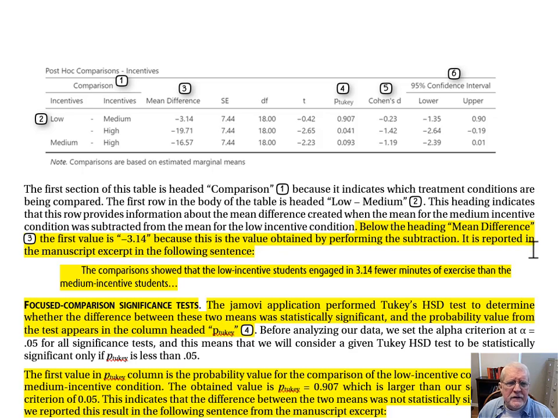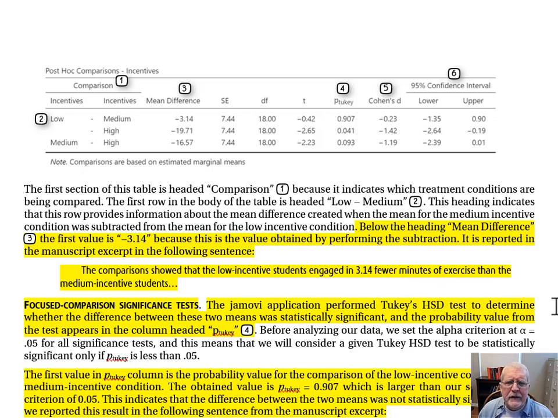Below the heading mean difference, the first value is negative 3.14 because this is the value obtained by performing the subtraction. It's reported in the manuscript excerpt in the following sentence. Comparison showed that the low incentive students engaged in 3.14 fewer minutes of exercise than the medium incentive students. Where did that come from? The row headed low minus medium, and the column headed mean difference, negative 3.14. We covered those earlier.